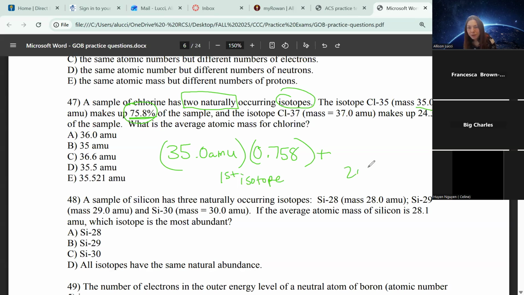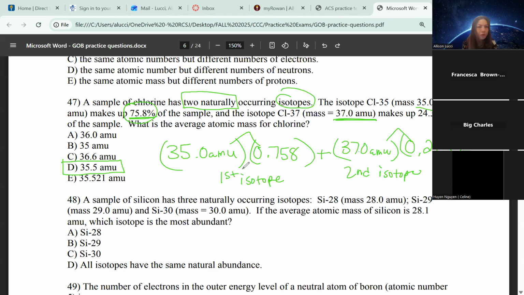Over here, we'll list the details of our second isotope. This is now the chlorine-37 isotope. It has 37.0 AMU atomic mass. Then that makes up 0.243, 24.3% of the time. So we would multiply these two factors together, add them together, and we would find answer choice D here would be the average atomic mass to 3 sig figs.